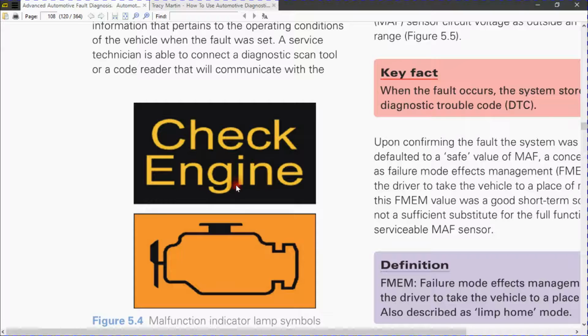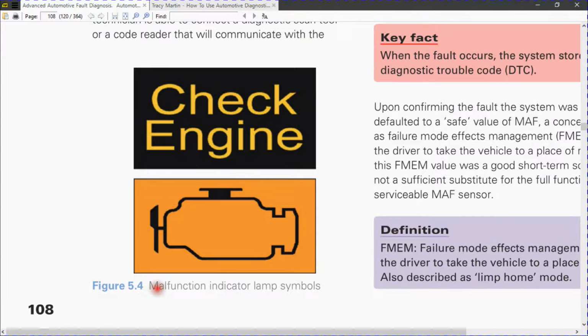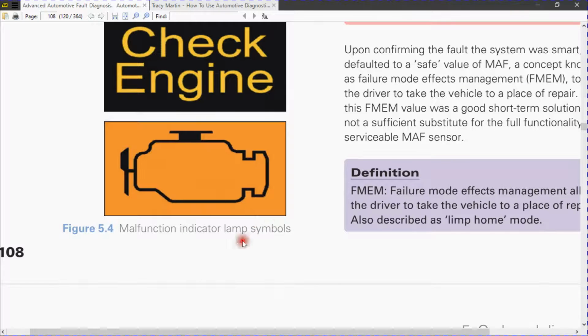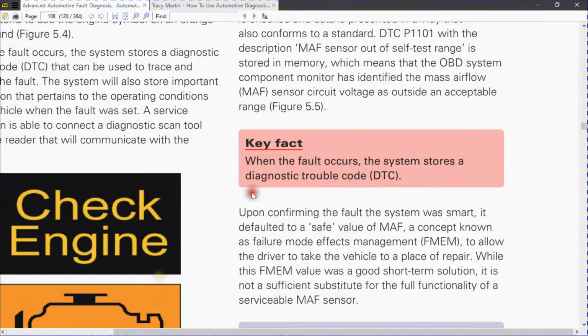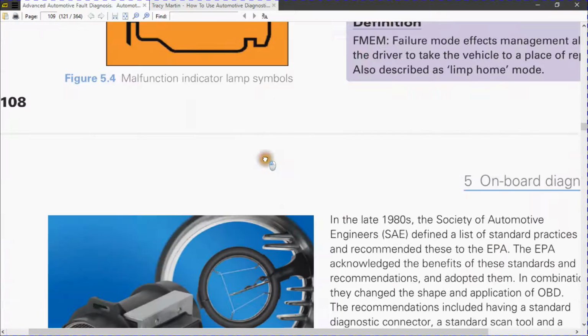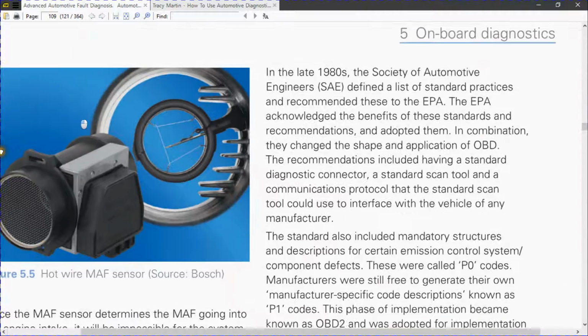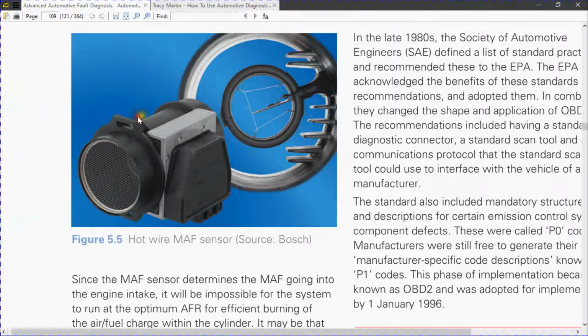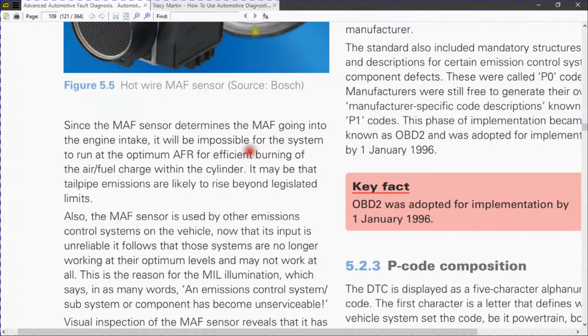So check engine and ignition. Malfunction indicator lamp symbols. This is a lamp that indicates a malfunction. When a fault occurs, the system stores a diagnostic trouble code, DTC. Okay, now what?